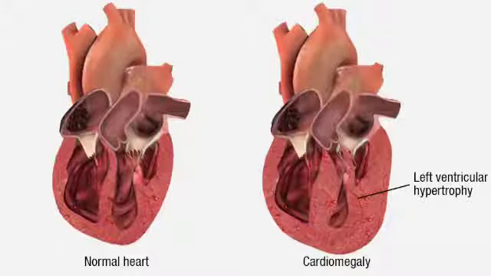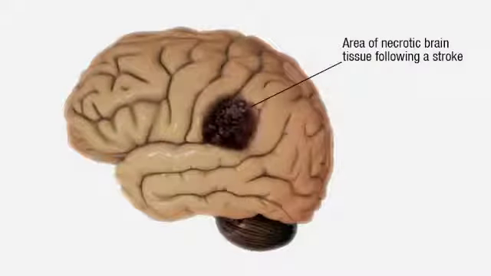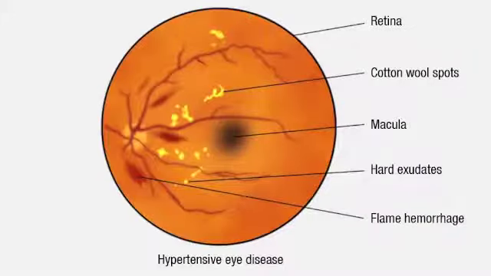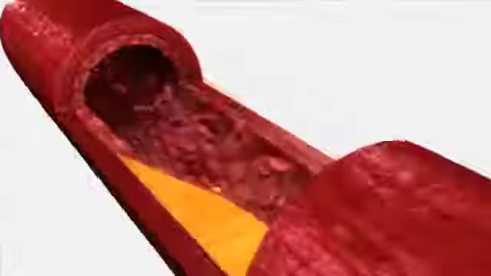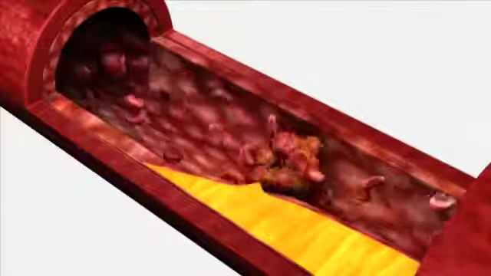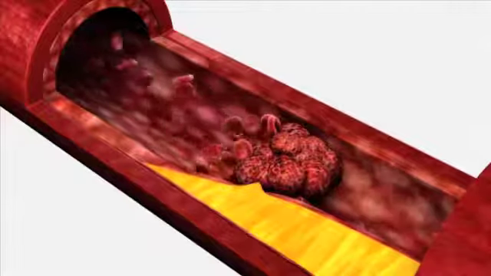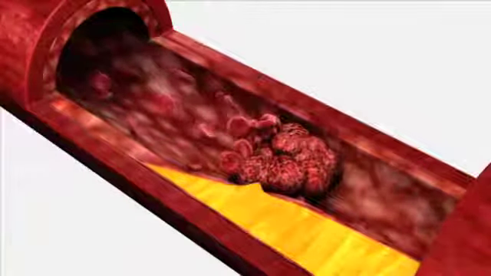Uncontrolled hypertension leads to significant systemic complications including cardiomegaly from left ventricular hypertrophy, cerebrovascular diseases such as stroke, hypertensive retinopathy, and hypertensive nephropathy. Hypertension is also a risk factor for accelerated atherosclerosis, leading to angina and myocardial infarction.